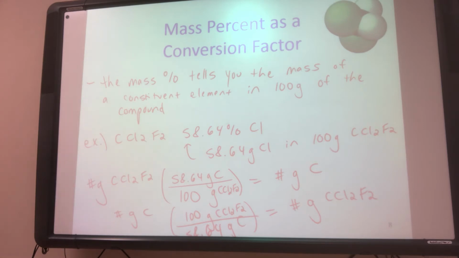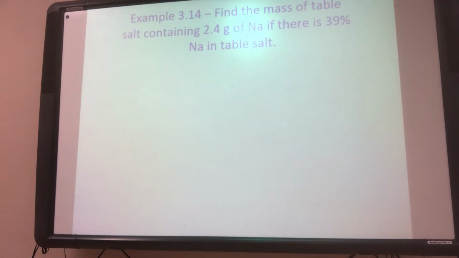Alright, so let's do a problem. So this says find the mass of table salt containing 2.4 grams of Na if there is 39% Na in table salt. Alright, so what are we looking for? We want the mass of table salt. I don't have to know what the formula of table salt is. I just write down table salt. And when I say I want the mass of table salt, I want that in grams for this problem.